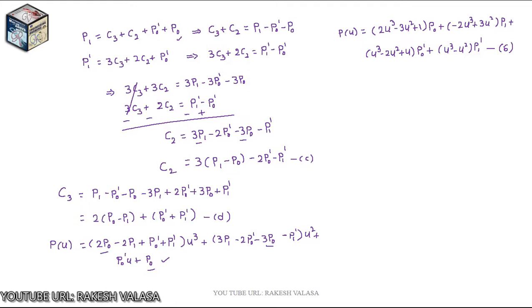Here P naught, P1, P naught dash, P1 dash are called geometric coefficients.